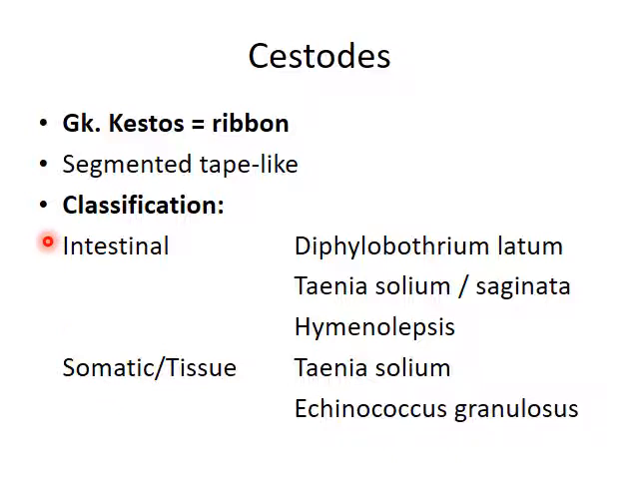In intestinal cestodes, the adult worms inhabit the human intestine, while in somatic cestodes, the larval form of the cestodes are found in human muscles or organs. Examples of intestinal cestodes are Diphyllobothrium latum, Taenia solium, Taenia saginata and Hymenolepis, while somatic cestodes are Taenia solium and Echinococcus granulosus. We will see in detail Taenia solium and Taenia saginata.